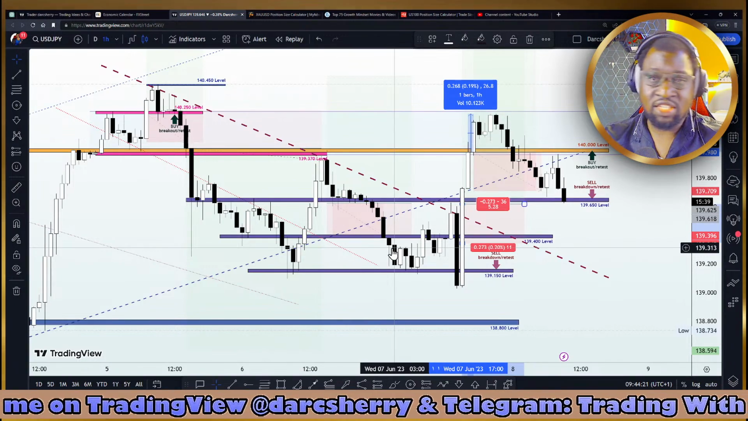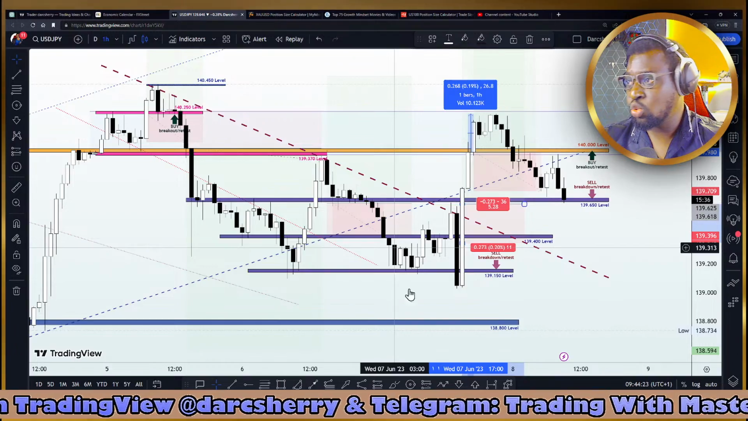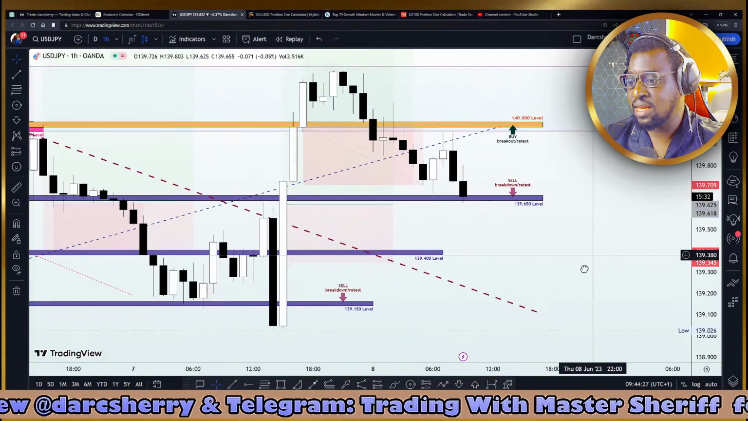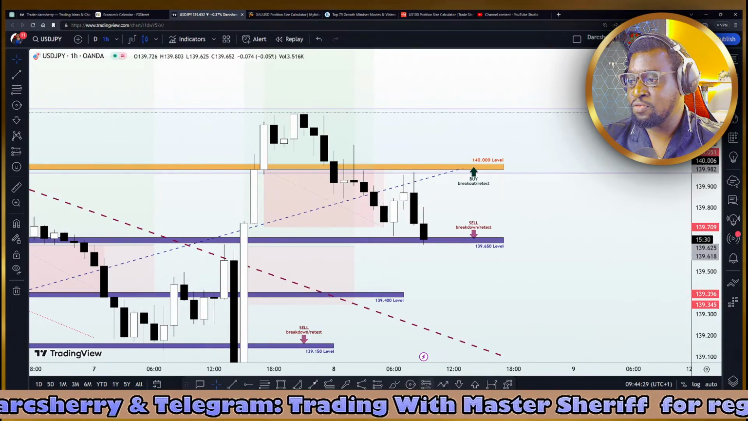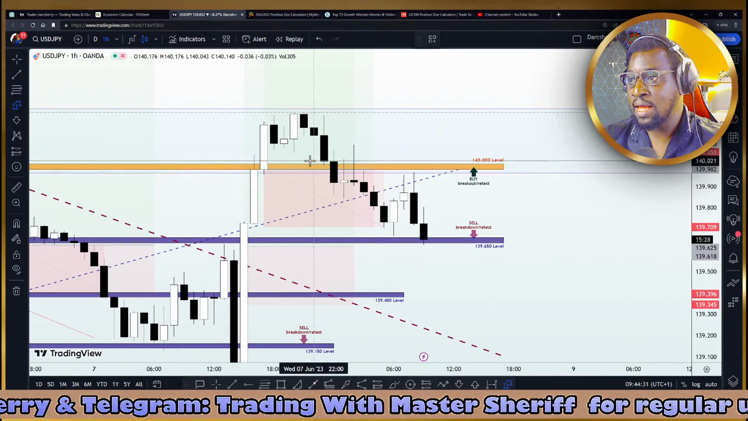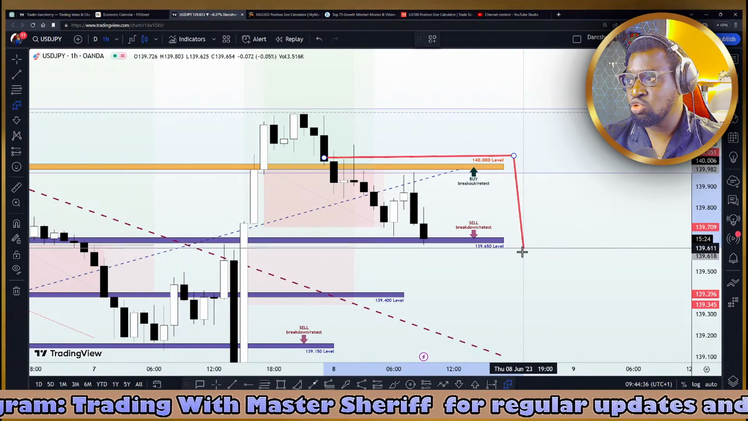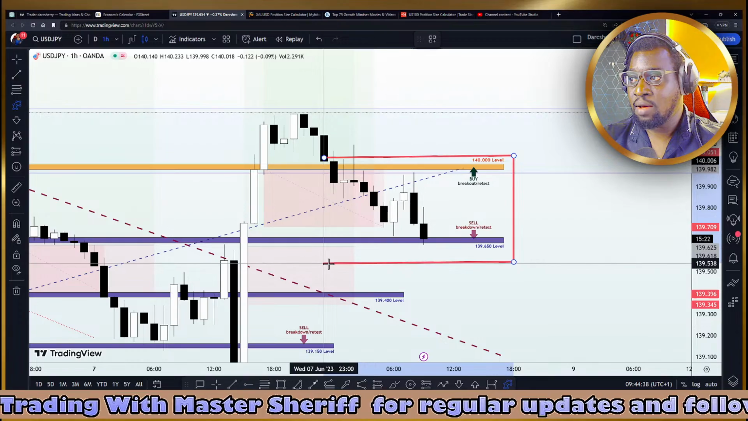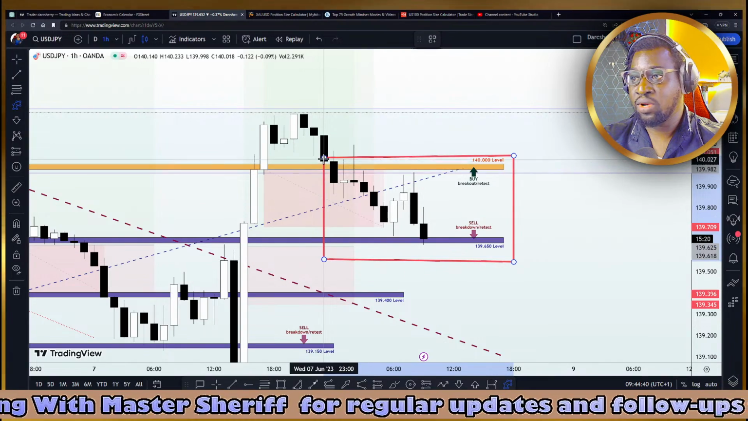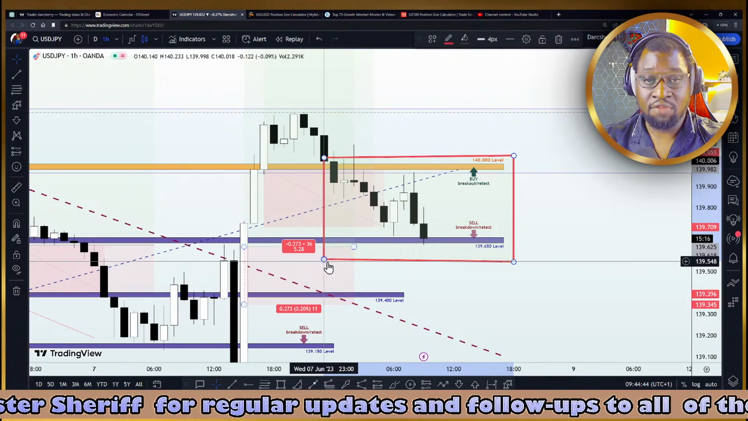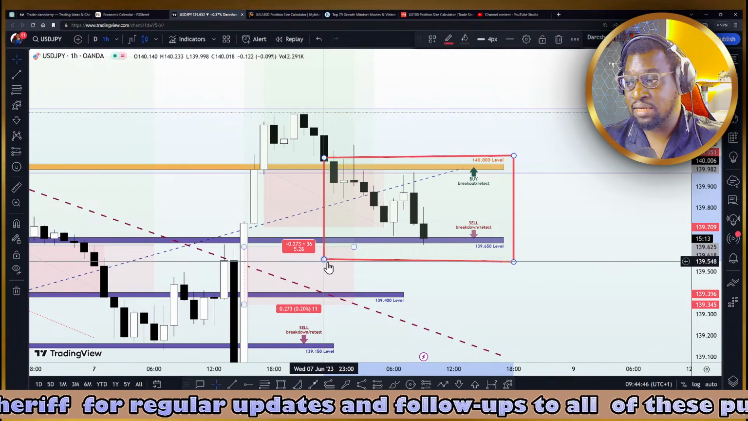And since then, price action has been a little bit choppy, caught within a range between the 140. Let me zoom this in so that you can see things clearly here. So you can see how price action has remained choppy since yesterday evening, caught within this range between the 140.00 level and the 139.650 area to give us insight into the level of indecision in this particular market.